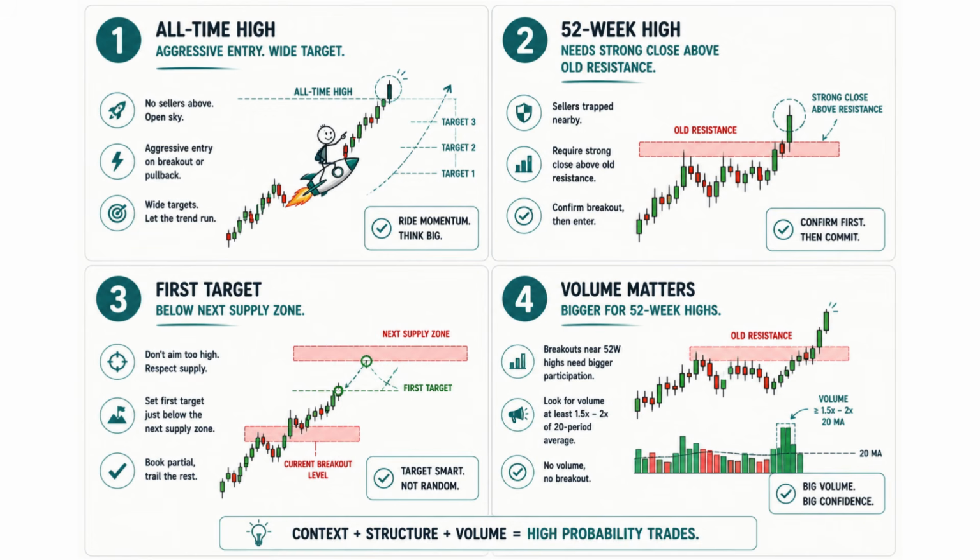Rule 4. Volume requirement is higher for 52-week highs. To break through trapped sellers, you need demand to overwhelm supply. Look for breakout volume well above average, bigger than you'd require for an all-time high. 4 rules. Match the trade to the supply situation.